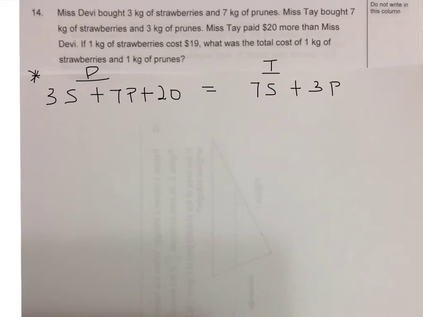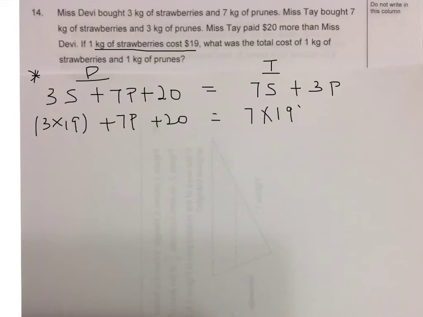If not, you can go reverse back and then try to listen again. Okay, now if 1 kg of strawberry costs $19, so 3 kg of strawberry will be 3 times 19 plus 7 kg of prune plus $20 equals 7 kg of strawberry, which is 7 times 19 plus 3 kg of prunes. Alright, so we open it up.